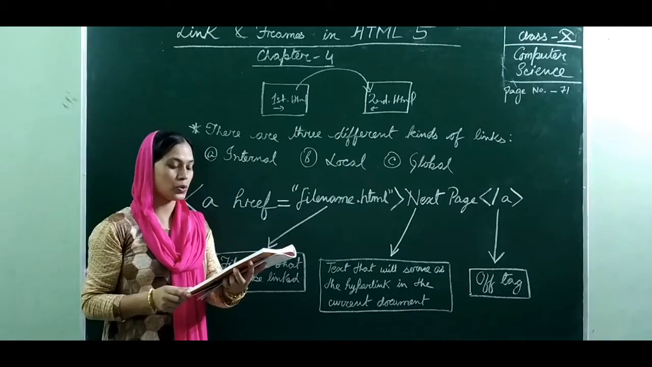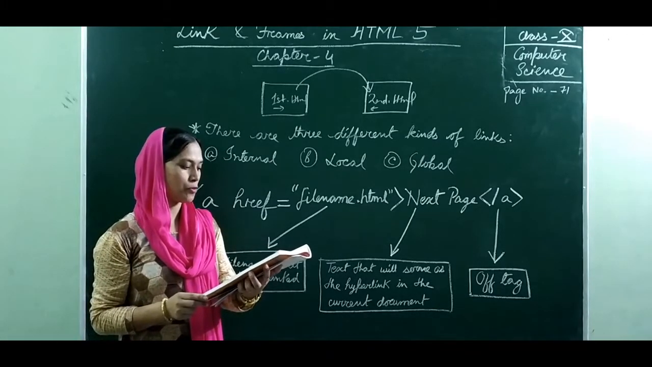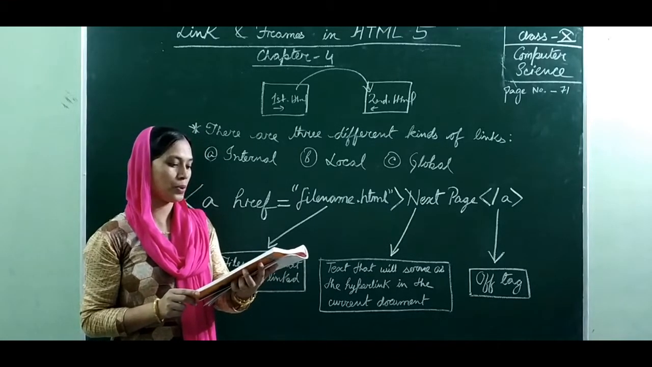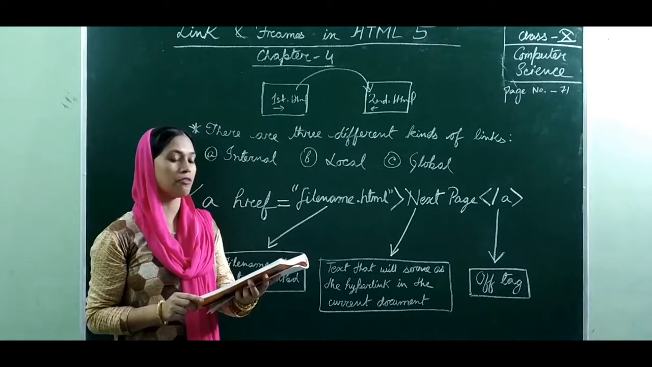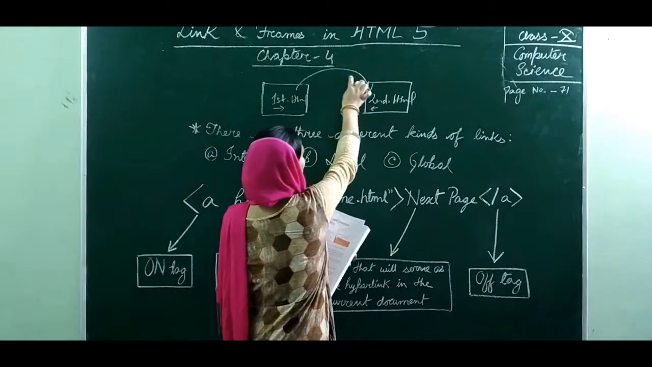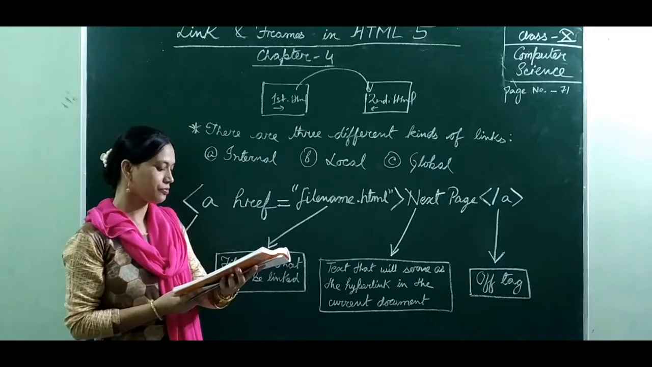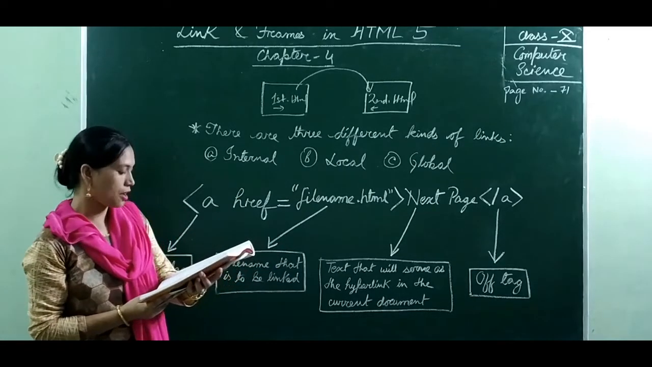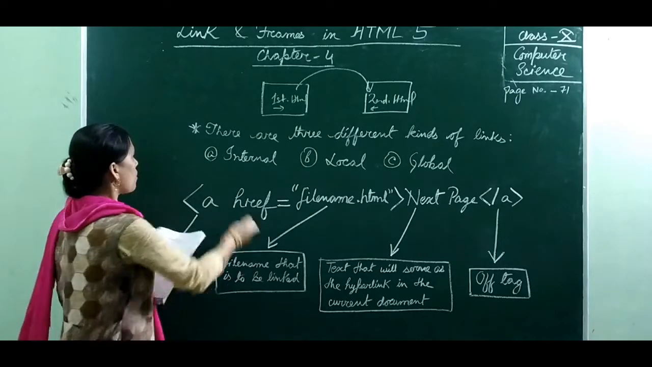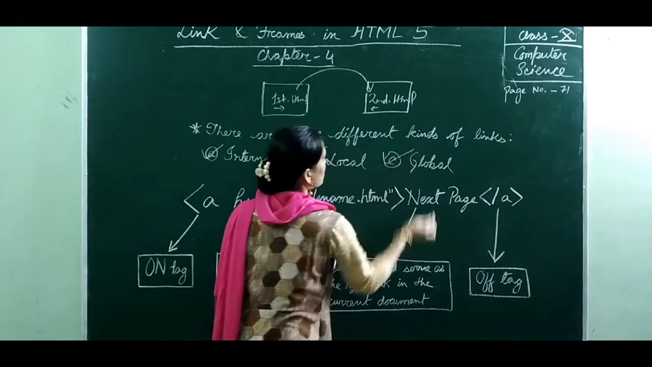What do you mean by hyperlink? A hyperlink is a unidirectional pointer from the source document that contains the source to the same page or a different page and even a different website. That means this is used to link these two pages in a unidirectional way. And for this link, we have three categories, or we can say there are three different kinds of link. One is internal, another one is local, and the third one is global.